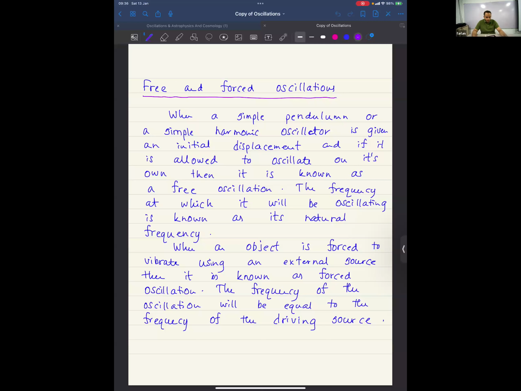The frequency at which it will be oscillating is known as its natural frequency.